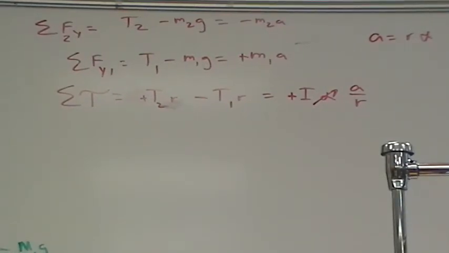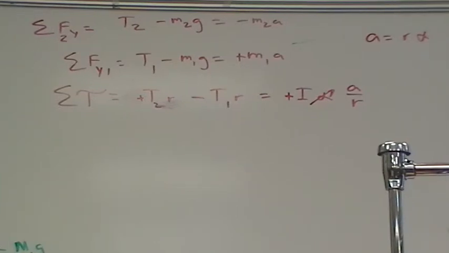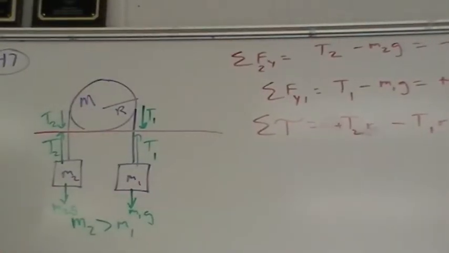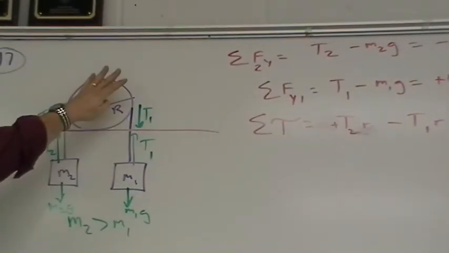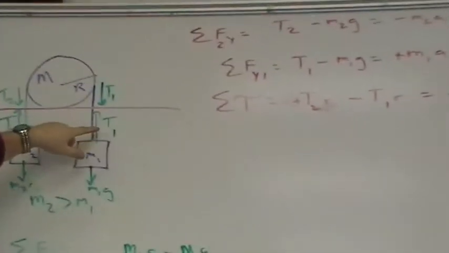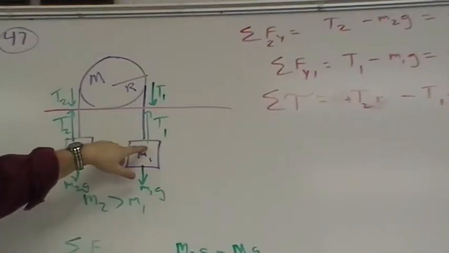Since you have the tensions going both ways, how are... The tensions above the pink line are acting on the disc. The tensions below are acting on the boxes.